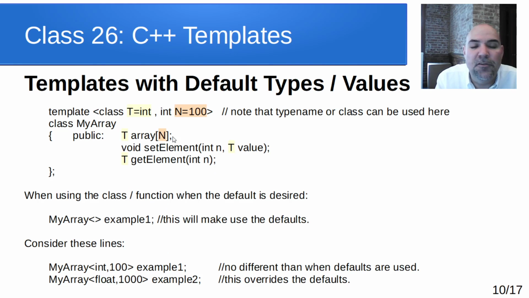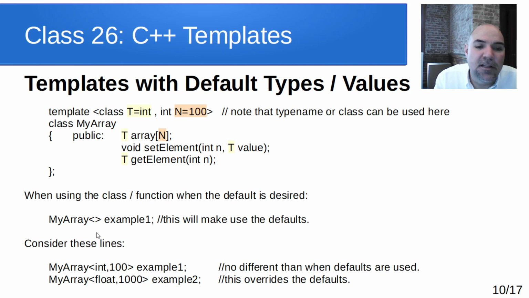Now, you can also have default types and values that you assign to any of those in any template. So that means if it's not specified, then it'll use int as T and 100 as N. You can specify those default things just like with templates. So if they don't specify the type name or the class, and they don't specify the size, in this case N, then we will default to using integers and 100 of them.